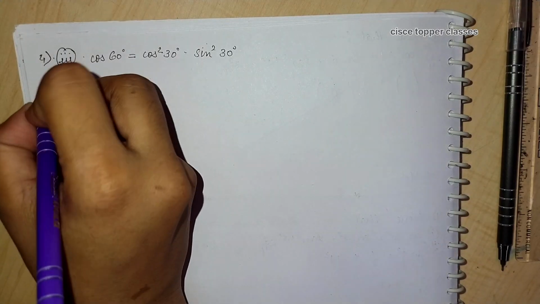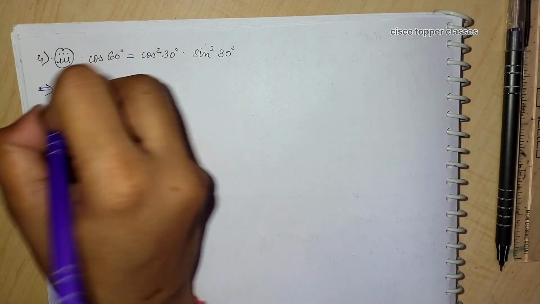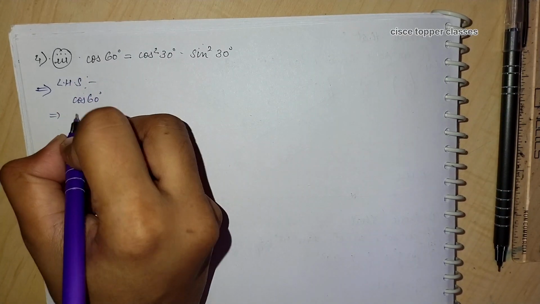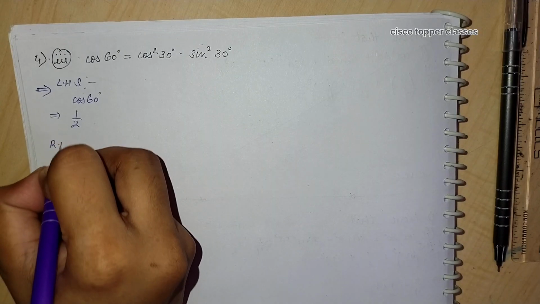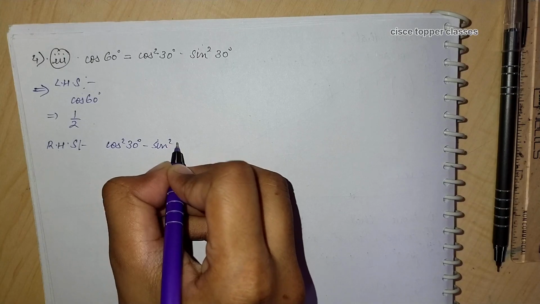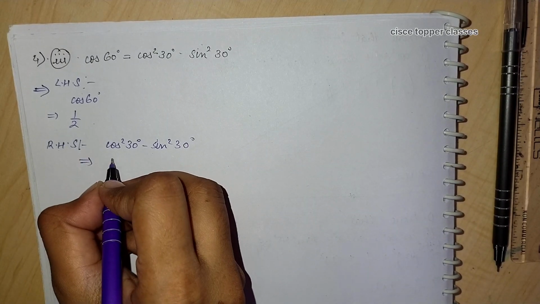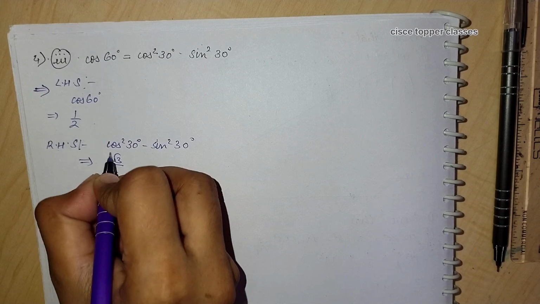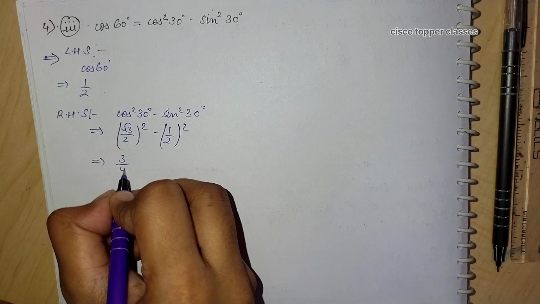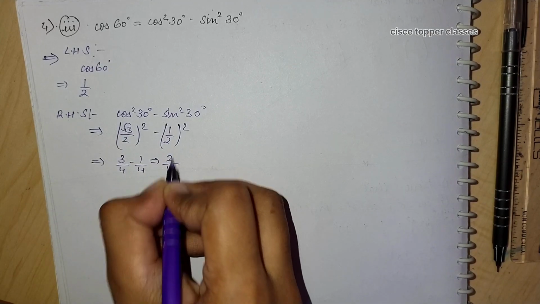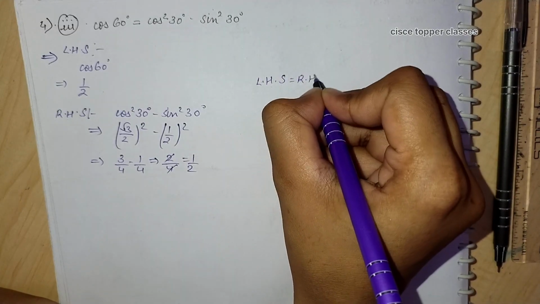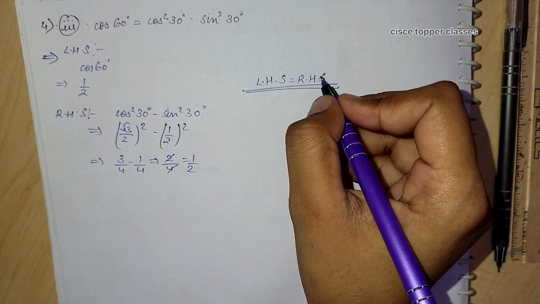Solve question number 4, third part. So on solving this part, we know in the left hand side cos 60 is given. So the value of cos 60 we will write. This will be here 1 by 2. And if we write the RHS part, we can solve this part. So this will be cos square 30 degree minus sin square 30 degree. So cos square 30 degree we can write (under root 3 by 2) whole square minus (1 by 2) whole square. So which will be 3 by 4 minus 1 by 4 equal to 2 by 4, which is 1 by 2. So this is only we have to prove, means LHS is equal to RHS. So this is the solution of fourth third part.